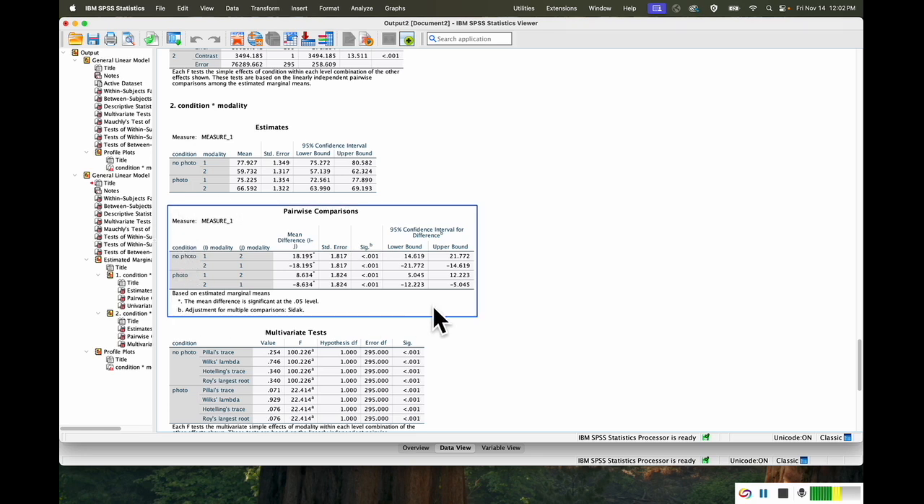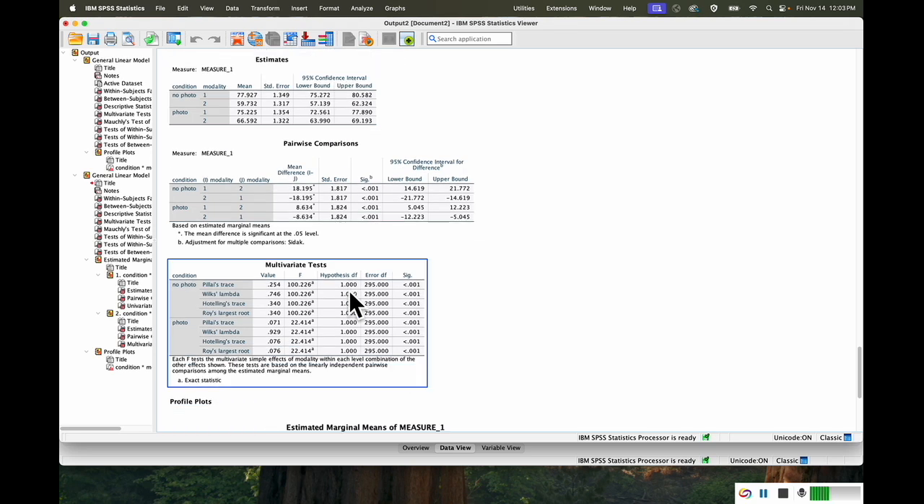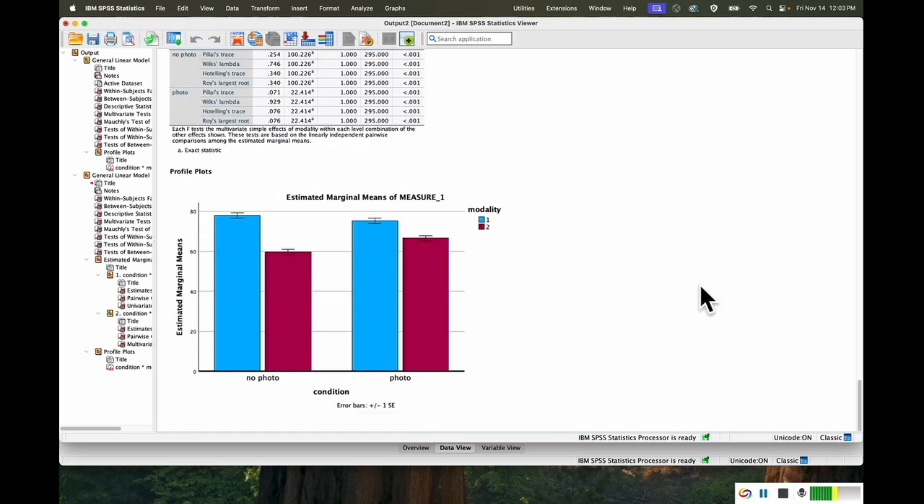That's probably an easier way to understand the nature of the interaction than to do a comparison within photo, because we look within photo and we see that while these are both significant, there's both different, we can see that there's a bigger difference in no photo than photo, but it's not as clean to interpret as to say it's significant within one condition and not significant within the other. So there you have it.